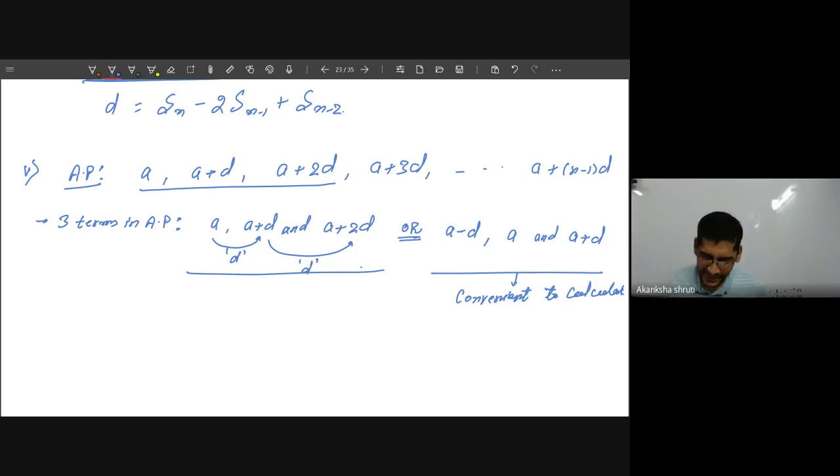Okay, at that time, if you are taking A plus D, A plus 2D, you can calculate it by applying this sum, then applying their product and all these things. But the calculation becomes a bit bigger. To avoid that, if we are choosing A minus D, A and A plus D, then it is convenient.